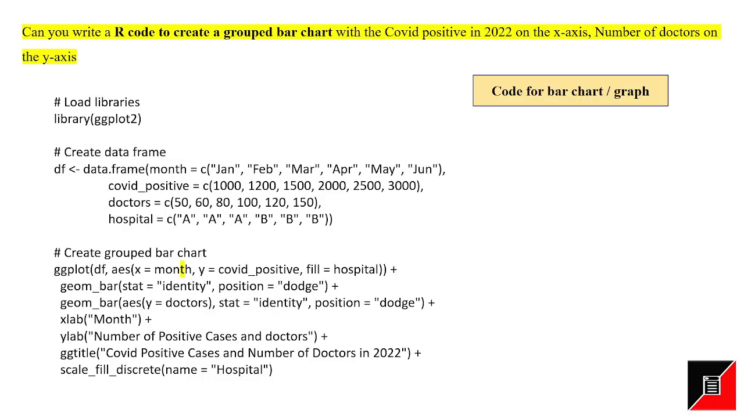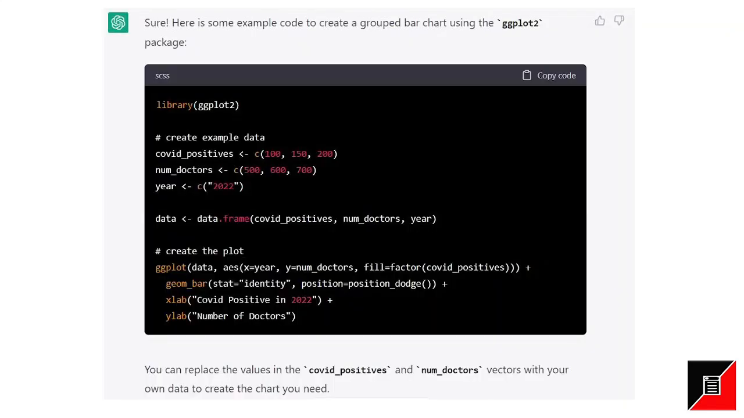Okay. Next, normally there are various codes like R code, MATLAB, Python, right? In these codes, if you need to plot a graph, earlier days, I still remember, like a couple of years ago, even for simply plotting a graph we had to spend a lot of time learning. Now we just write to ChatGPT: write an R code to create a group bar chart. So what should be on the x-axis and what should be on the y-axis? X-axis is COVID positive in 2022. Y-axis is number of doctors. Okay, so you can see the code will come.